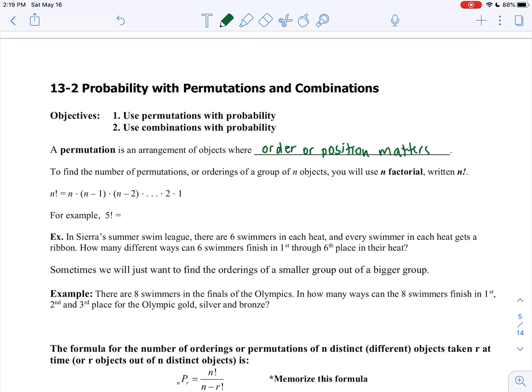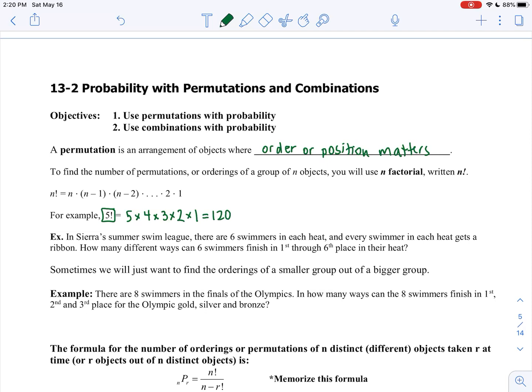In discussing permutations, we have to go over a concept called a factorial. To find the number of ways to order a group of n objects, you'll need factorials. We'll use 5 factorial as an example. The number preceding the exclamation mark is the number you start with, and you find the product of that number and one less than that number, and continue decreasing and multiplying until you get to 1. So 5 factorial would be 5 times 4 times 3 times 2 times 1, and that leads us to 120.